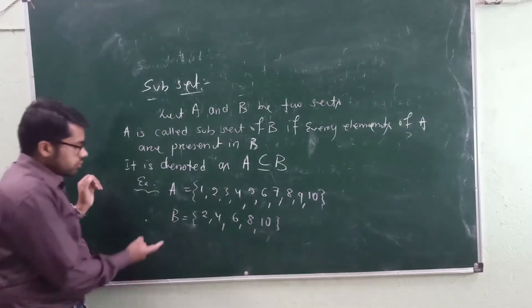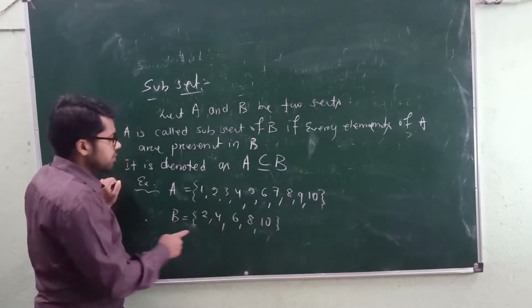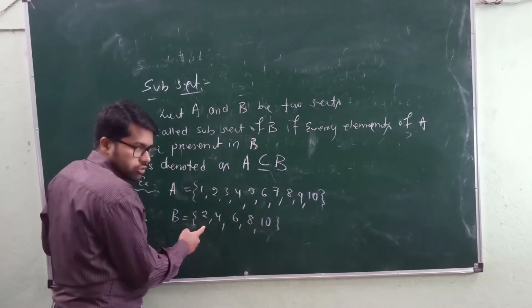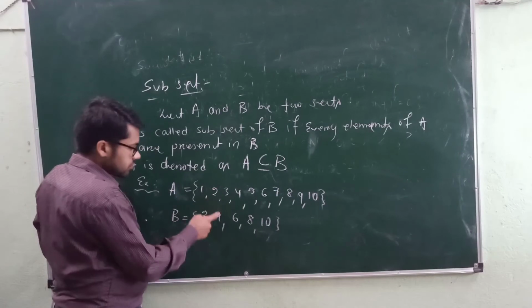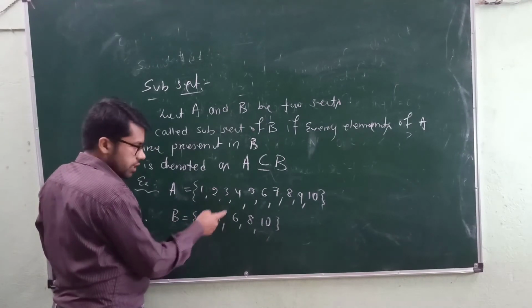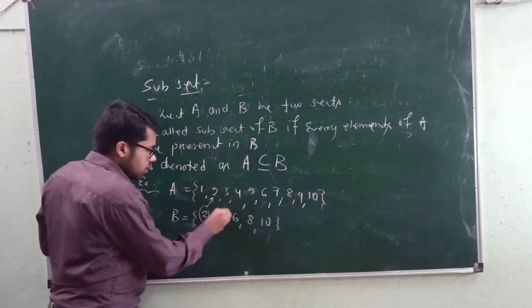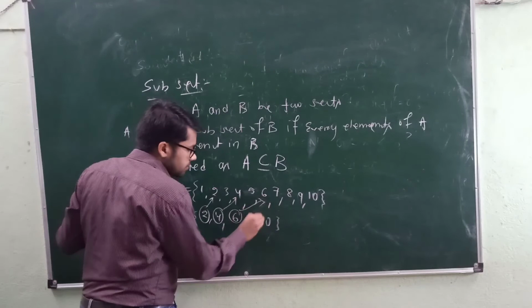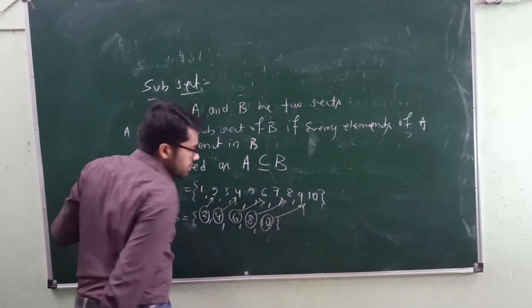So see, if all elements of set B are also elements of set A. 2 belongs to B. The 2 is an element of B. Again 2 is also an element of A. 4 is an element of B. Again 4 is an element of A. 4 is also in A. 6 is also in A. 8 is also in A. 10 is also present in A.